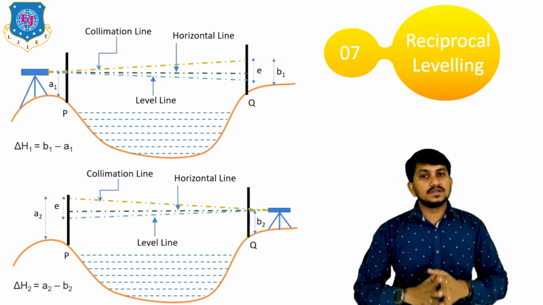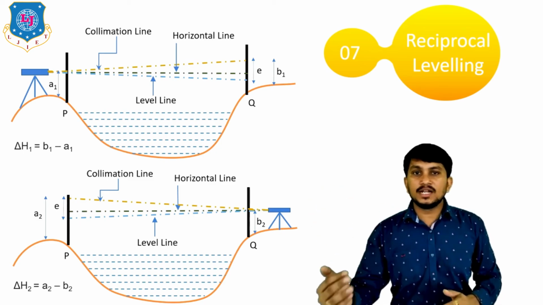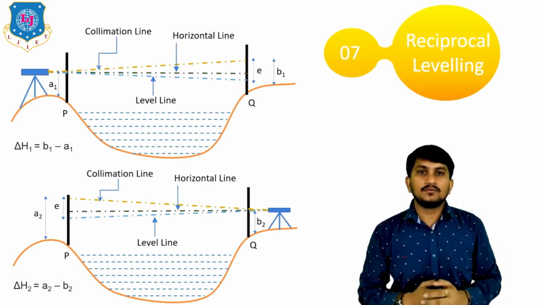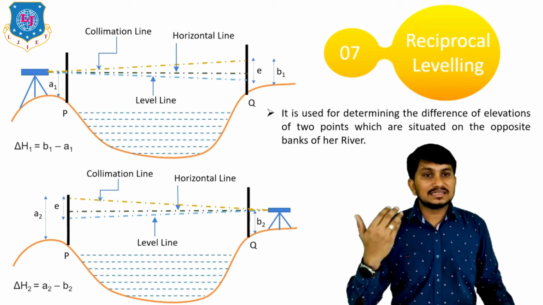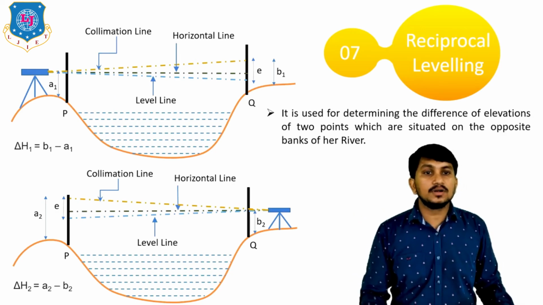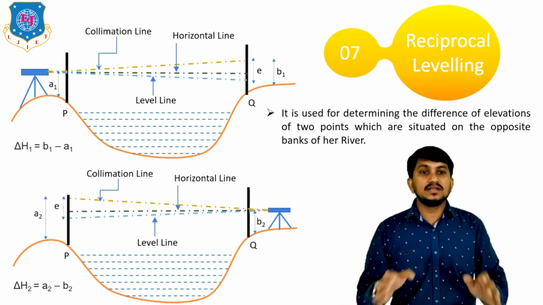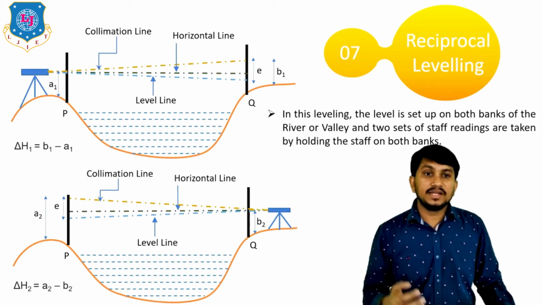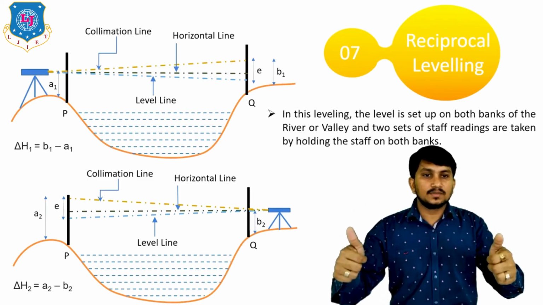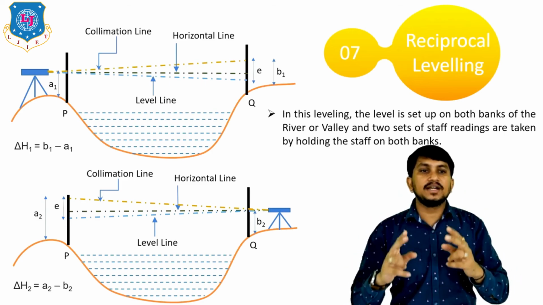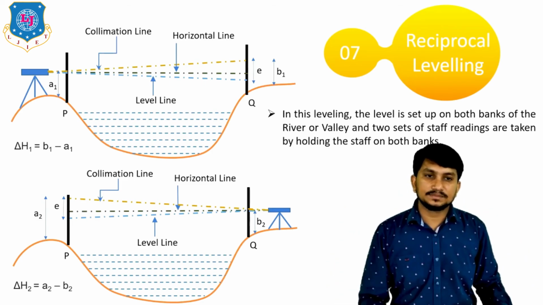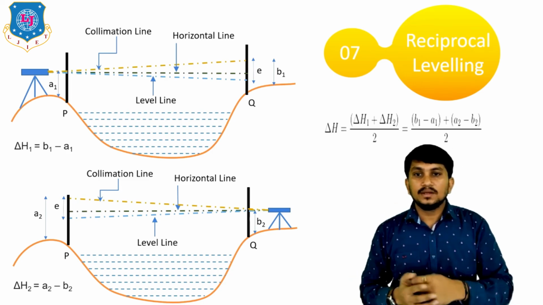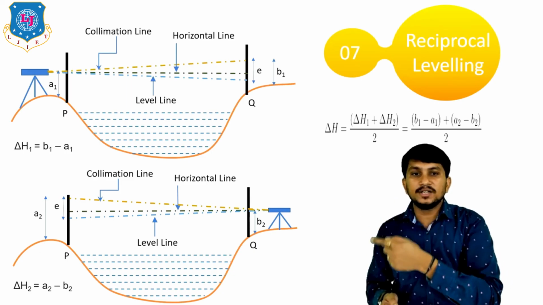To find out the actual level difference we cannot use only delta H1 or only delta H2. We have to take the average of delta H1 and delta H2 for accurate level difference. This reciprocal type of leveling is basically used for determining the difference of elevation of 2 points which are situated on the opposite banks of the river like this. In this leveling, the level is set up on both banks of the river or valley, and two sets of staff readings are taken by holding the staffs on the banks. And finally, we can calculate the level difference by averaging these two level differences, delta H1 and delta H2.